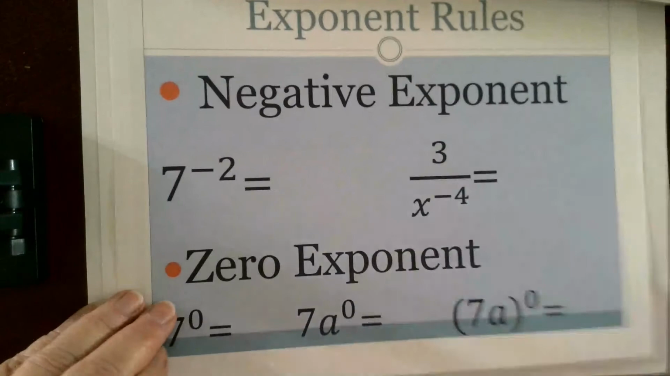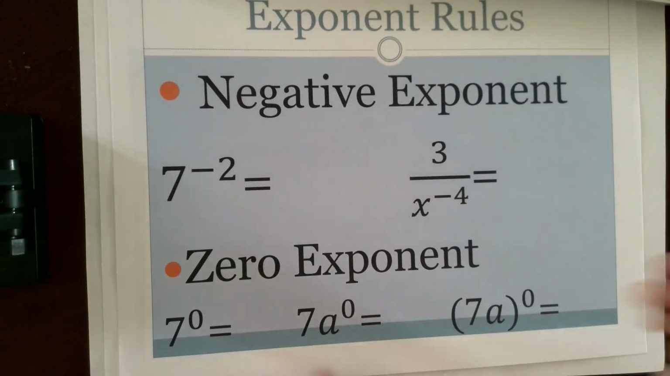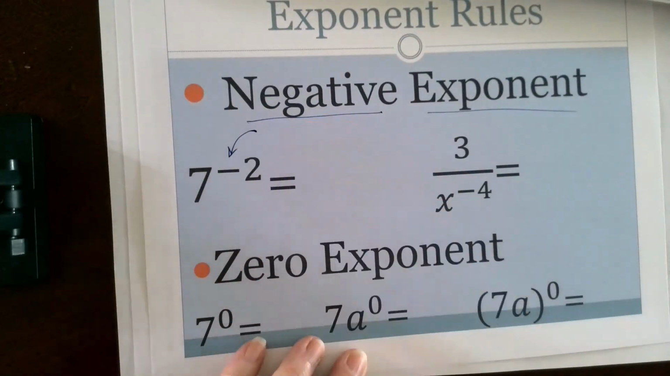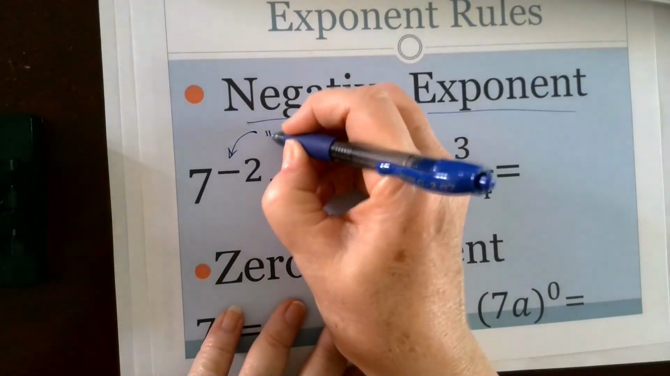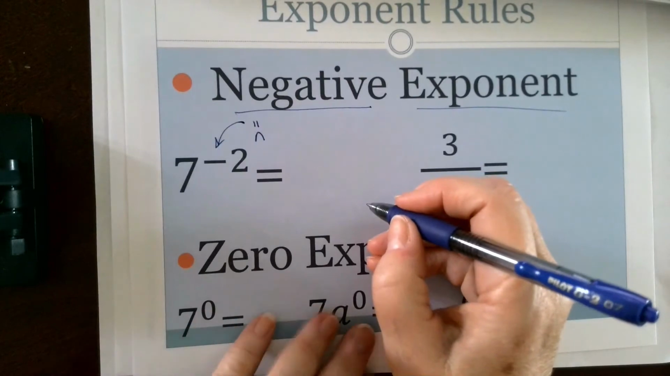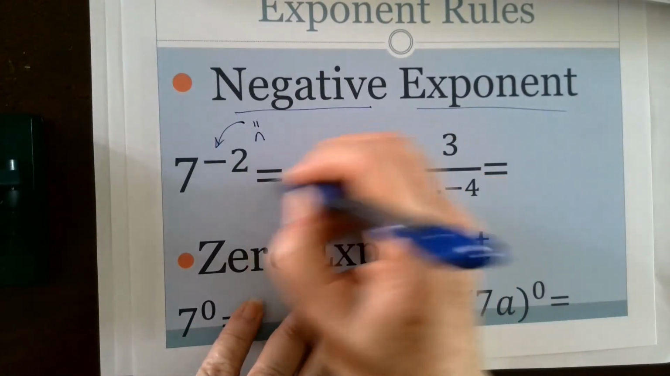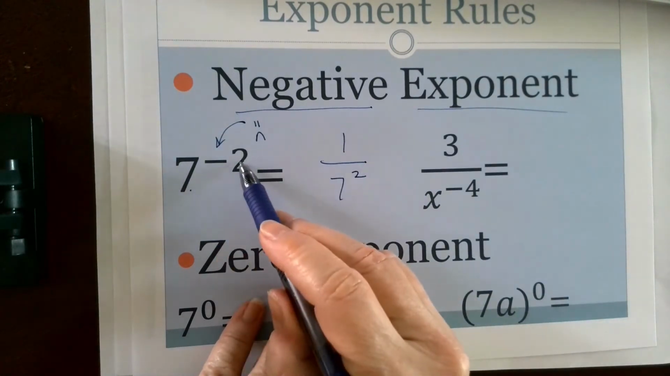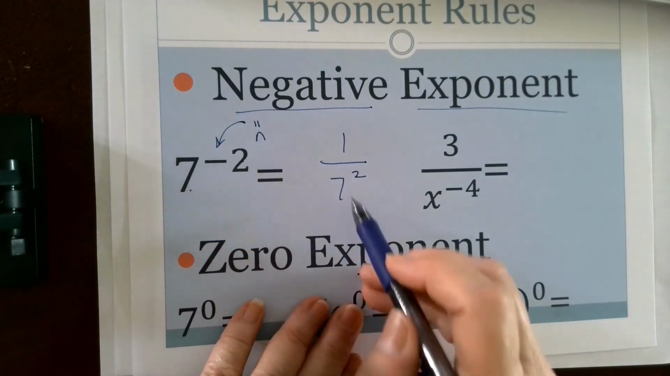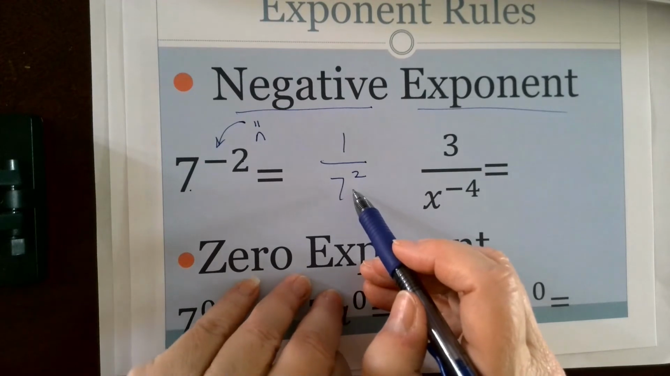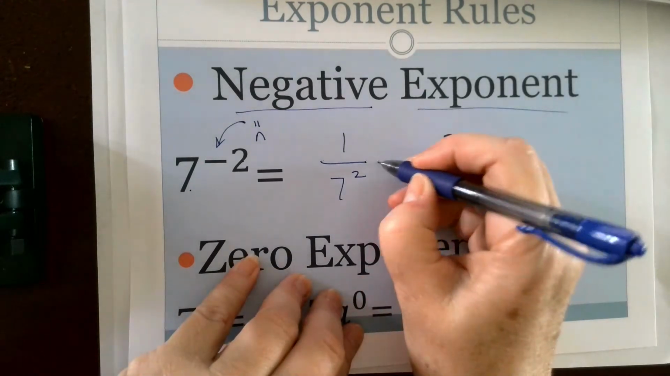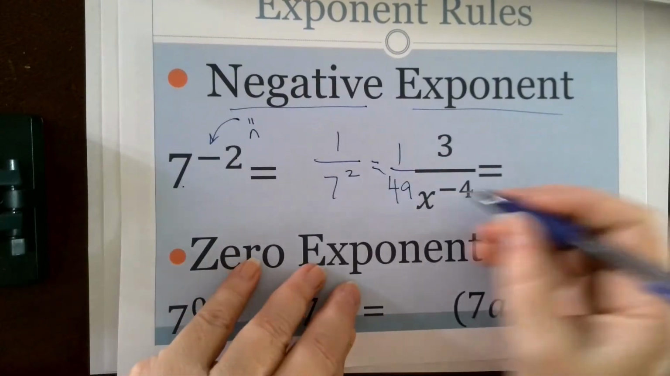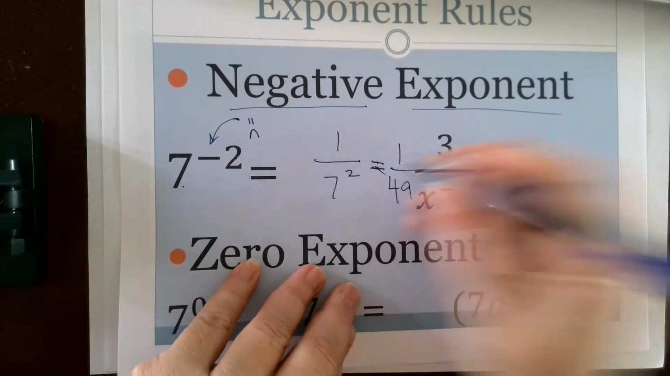Let's talk about those negative exponents again. Here's the rule with all negative exponents. If you see a negative exponent, it means it has a negative attitude, doesn't like where it's at. It wants to be sent to the bottom of the fraction. That 7 squared has a negative attitude. It wants to go to the bottom of the fraction. And there's the answer, 1 over 49. 7 squared is 49.